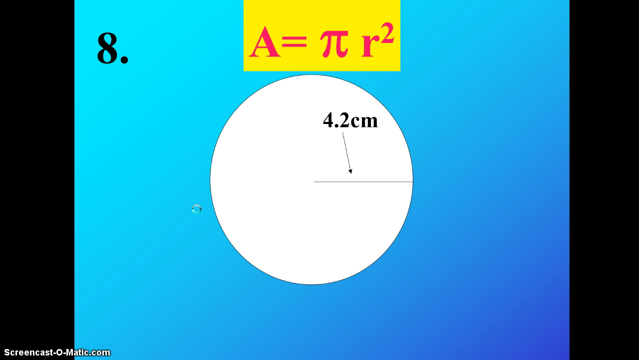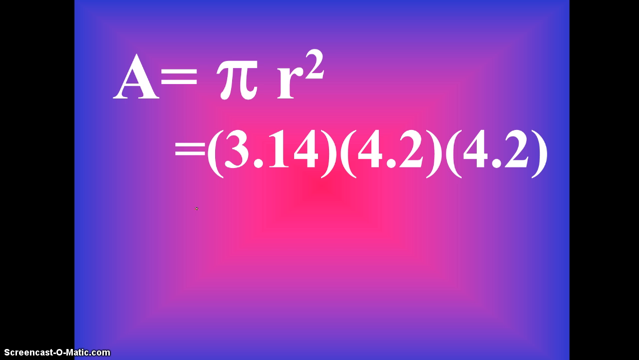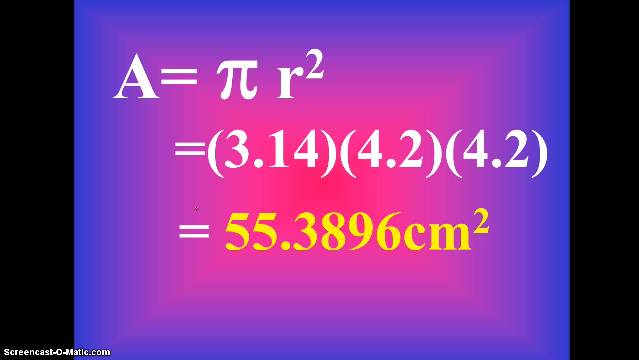And we have a circle with a radius of 4 2/10. Plug it into our formula for area, all about area in these notes. And 55 3,896 10,000ths centimeters squared.